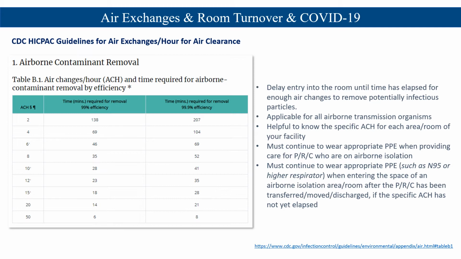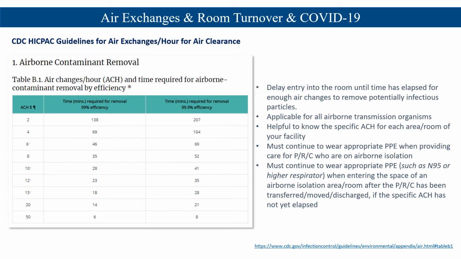As you can see, for example, if you have a room or a space that has 2 air exchanges per hour, for 99.9% efficiency you need 207 minutes. So we look at this when we're looking to do room turnovers, replacement of other individuals into a space. It is helpful to know these specific air exchanges per hour within your facility to help in the implementation of moving patients around, moving residents around, and also knowing when it's appropriate to go in and clean, etc. We're going to talk about that a little bit more.